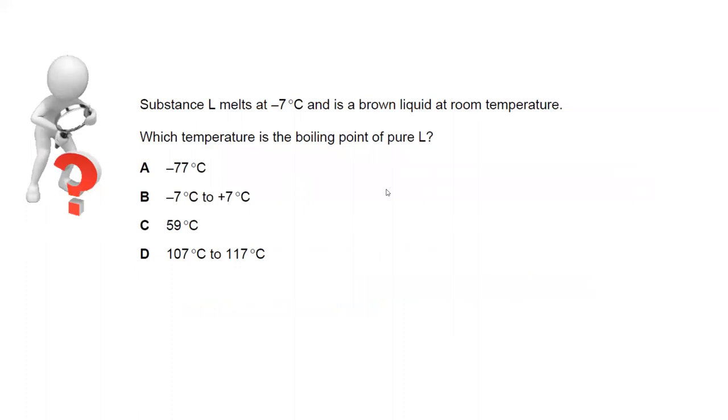A question related to this part: a substance L melts at minus 7, that's the melting point, and is a brown liquid at room temperature. Which temperature is the boiling point of the pure liquid? A pure liquid has a fixed or sharp boiling point or melting point. Fixed or sharp means only one number is there. The melting point is minus 7. What could be the boiling point of this? Substance L melts at minus 7.